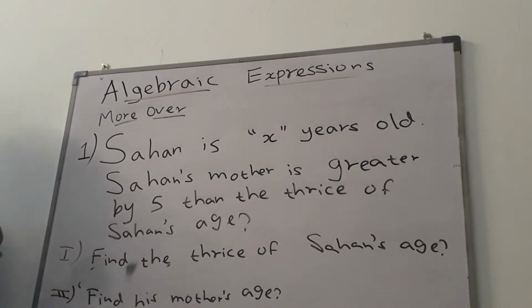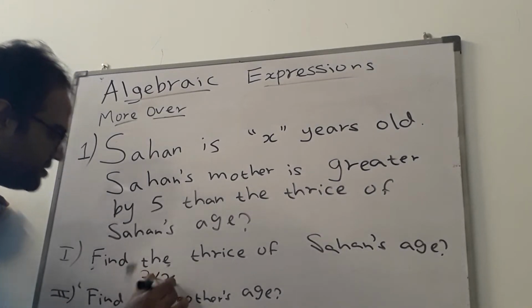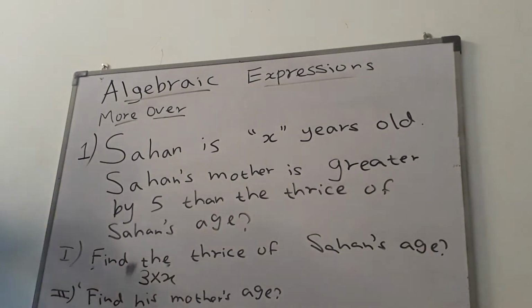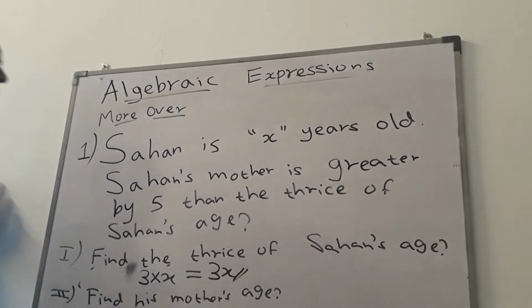What do we mean by thrice? Thrice means 3 times. Thrice of Sahan's age means 3 times x. Because Sahan's age is x, thrice x means 3 times x, which is equal to 3x.